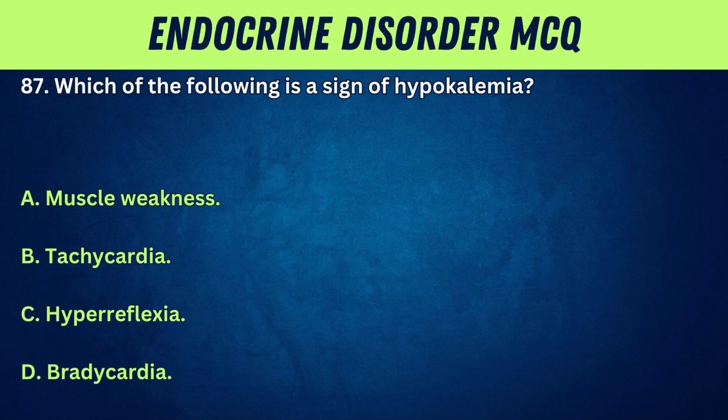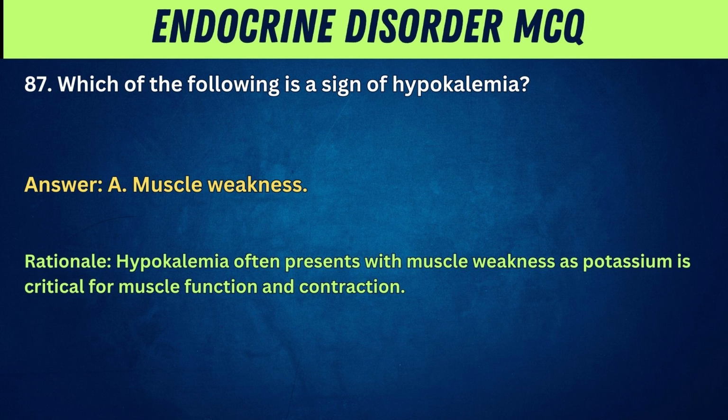87. Which of the following is a sign of hypokalemia? A. Muscle weakness. B. Tachycardia. C. Hyperreflexia. D. Bradycardia. Answer: A. Muscle weakness. Rationale: Hypokalemia often presents with muscle weakness as potassium is critical for muscle function and contraction.